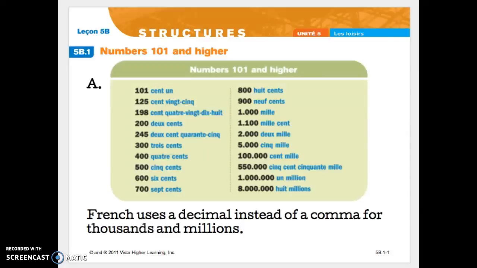Welcome to the 5B.1 note set on numbers 101 and higher. On this slide, you see the basic vocabulary for this note set. There are rules for hundreds, thousands, and millions, which you will see on future slides in this presentation.